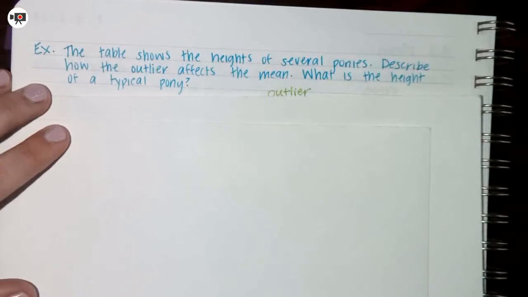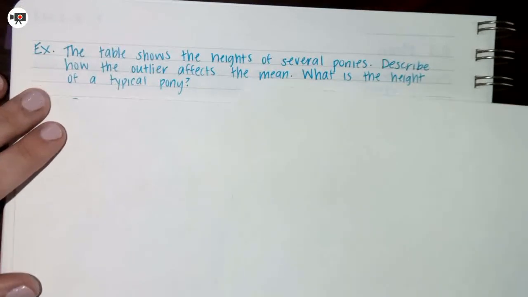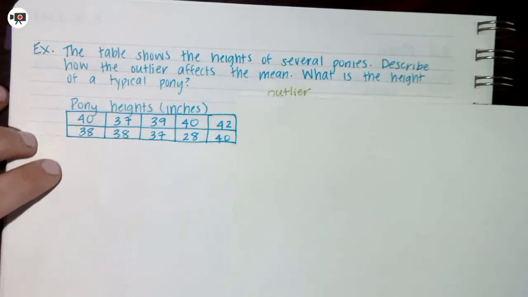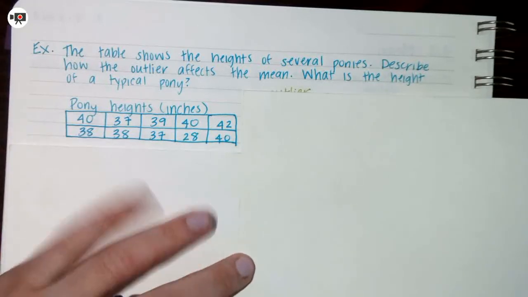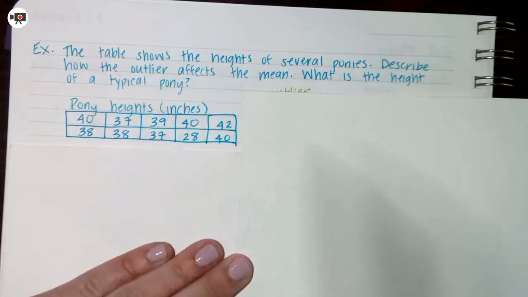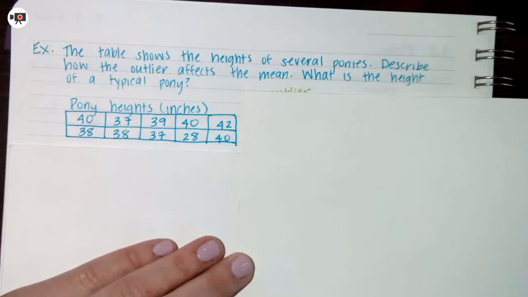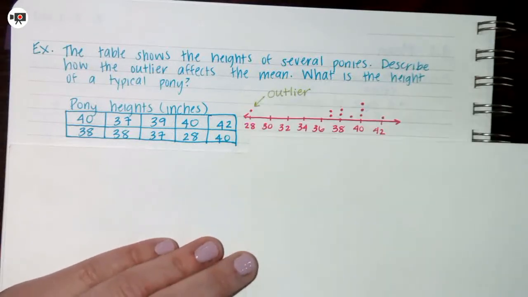Alright, the table shows the heights of several ponies. Describe how the outlier affects the mean. What is the height of a typical pony? So I have a table here with all of that. To see the outlier and to look at the data, I'm going to make a dot plot.